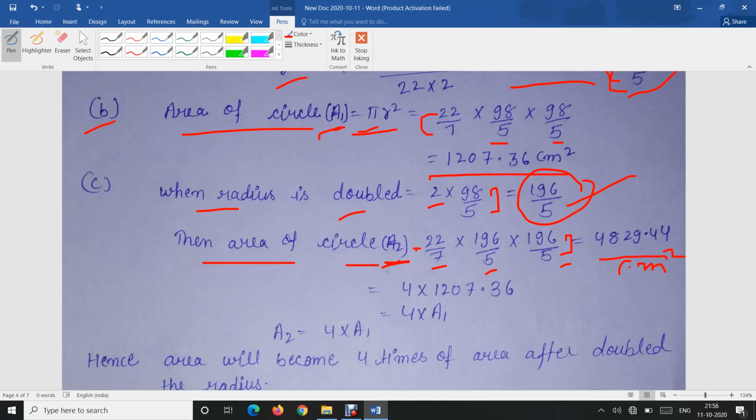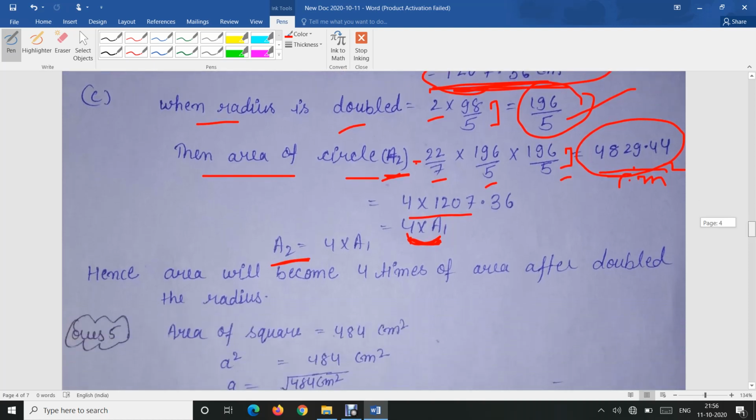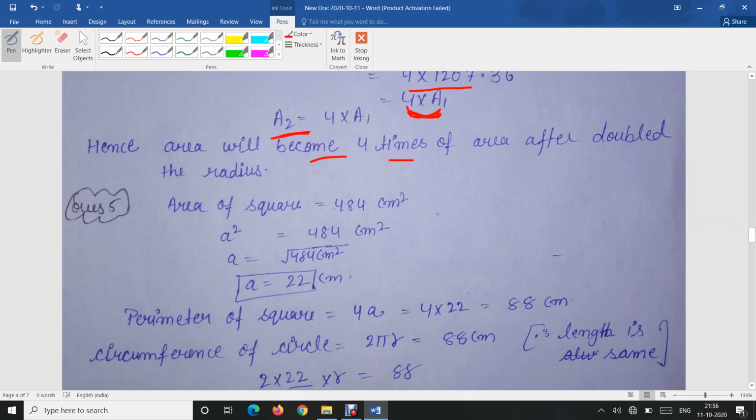Now the question is asking what effect there is on the new area. So you have to just relate area 2 and area 1. If you multiply area 1 by 4, then you get the same value as area 2. That means 4 times area 1 will be equal to area 2. This is the relation between these two areas. Hence the area will become 4 times after doubling the radius. Okay. Hope you understand this question also.